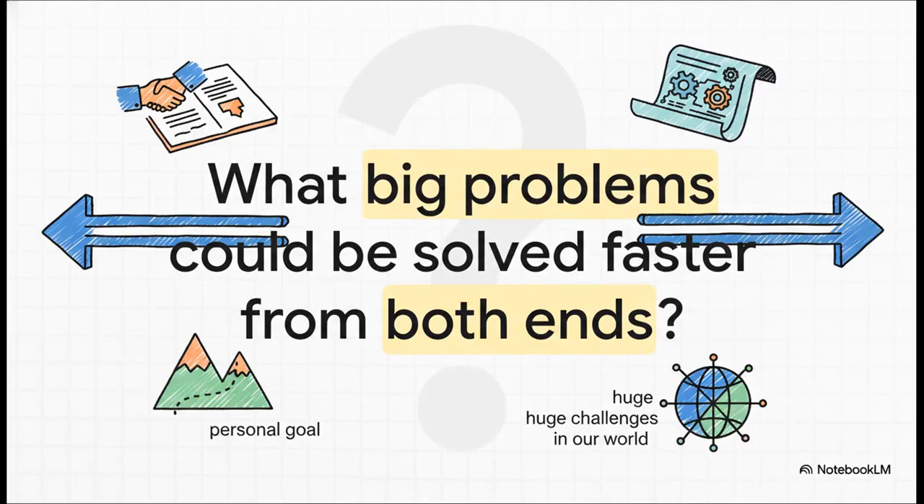So it kind of leaves you with this question, right? Think about it. Whether it's trying to negotiate a tricky deal or plan some massive project, or even just tackling a personal goal, what other giant problems are out there that we could solve way, way faster if we just stopped and thought, hey, what if we start from both ends at once?